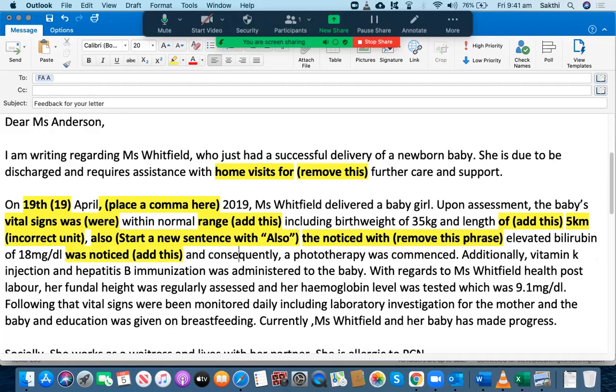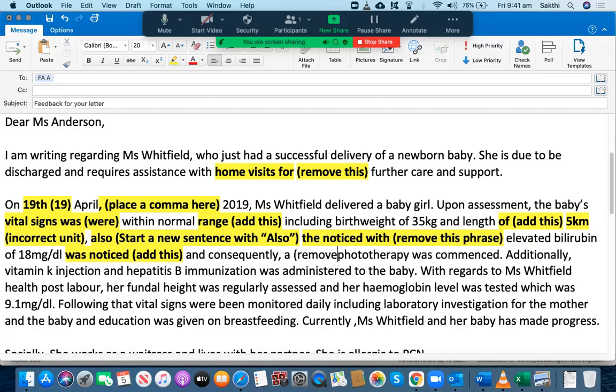And consequently, a physiotherapy was commenced. Physiotherapy, sorry, physiotherapy doesn't need any article. So what you should have done is you should have removed this one. Remove this phrase.